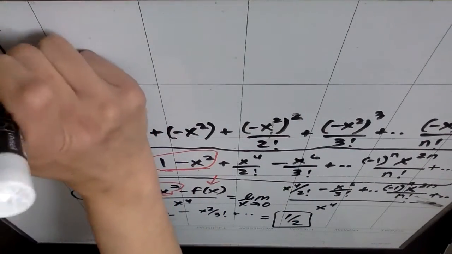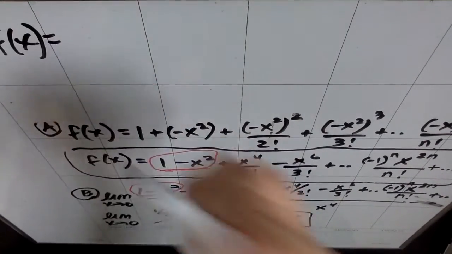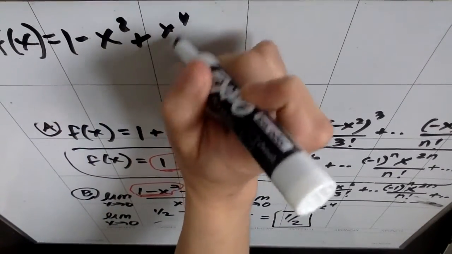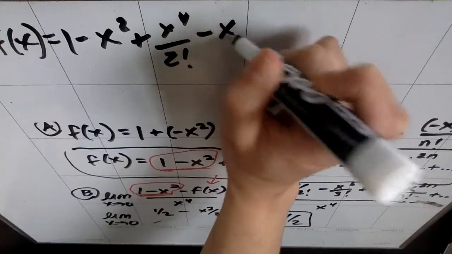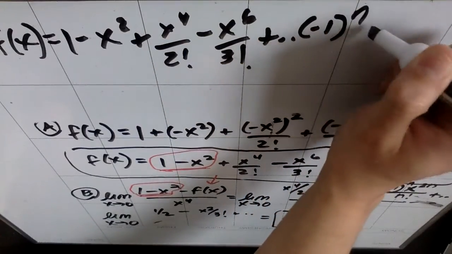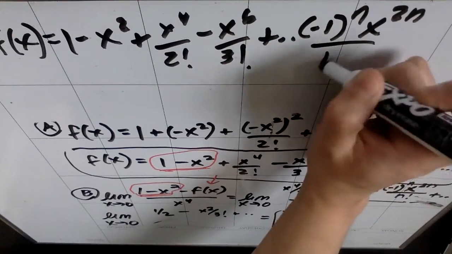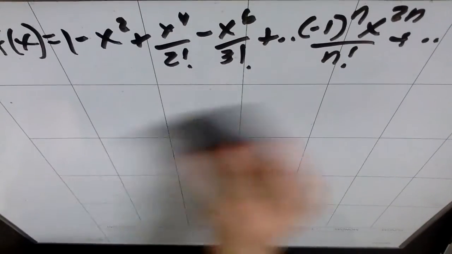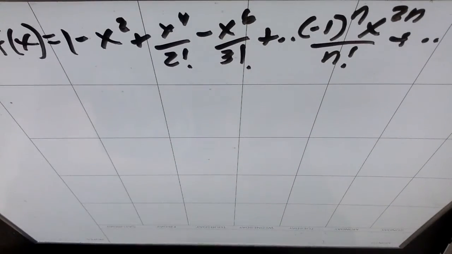I know that f of x is 1 minus x squared plus x to the 4th over 2 factorial minus x to the 6th over 3 factorial plus negative 1 to the n times x to the 2n over n factorial, right? So that's what I'm going to need later. I'm going to keep that because we're probably going to have to use that nth term a couple of times.